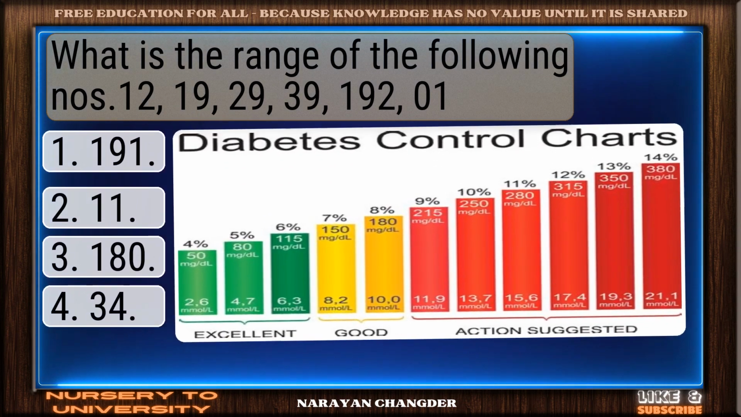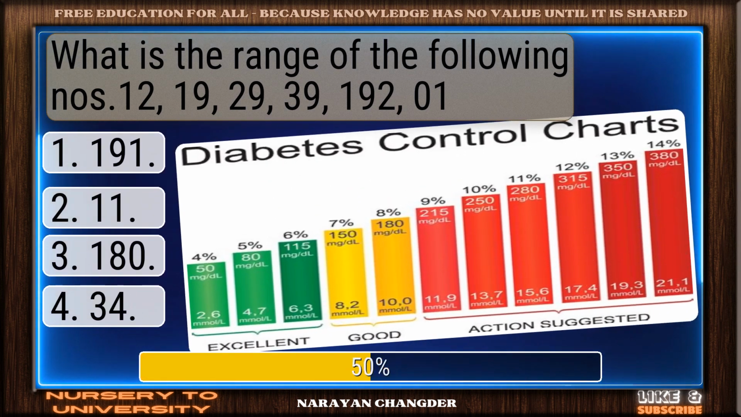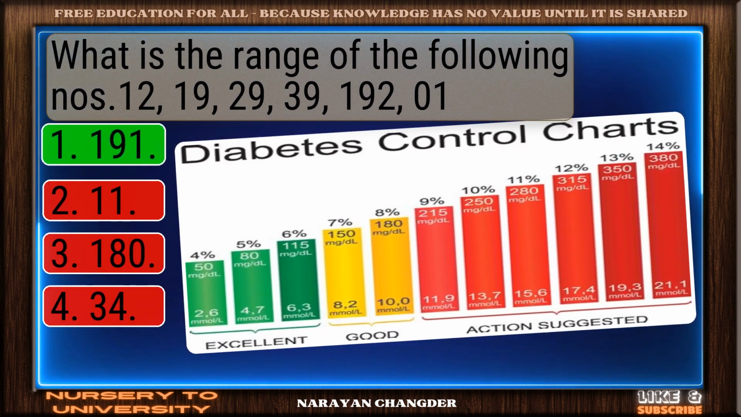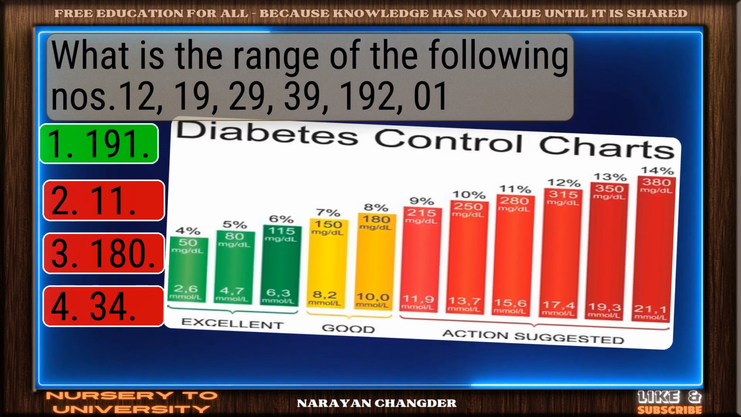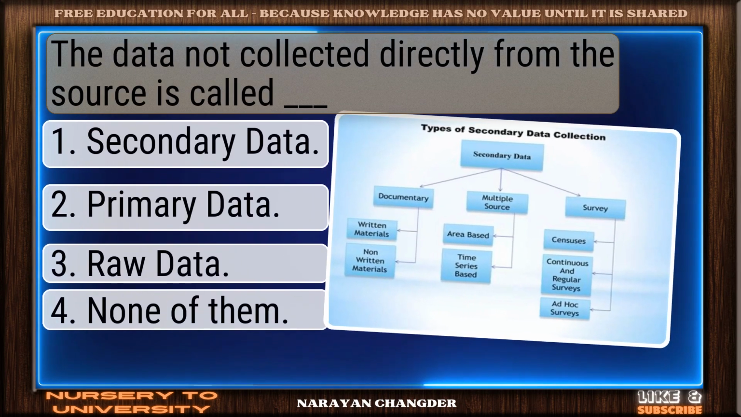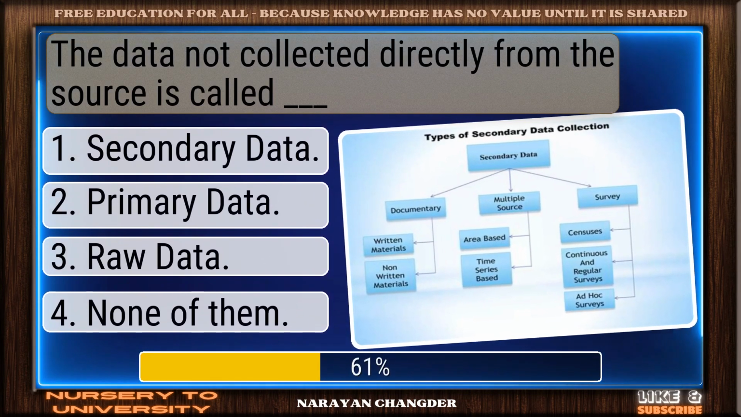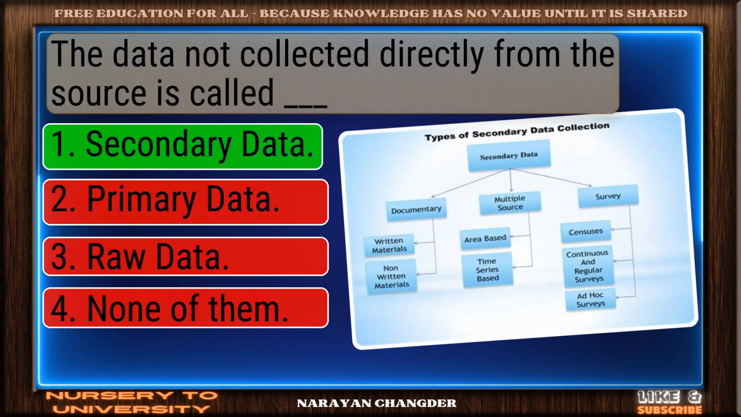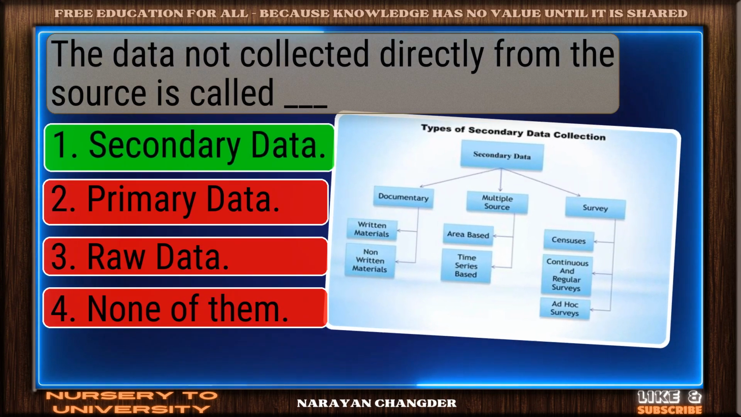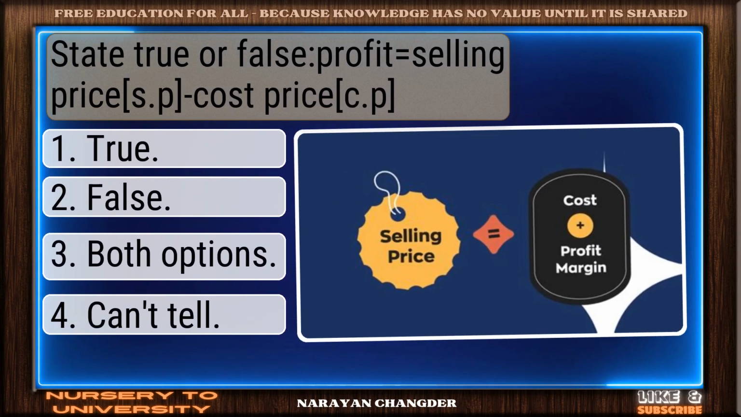Correct. 191 is the right answer. Question number 108. The data not collected directly from the source is called dash. Excellent. Secondary data is a brilliant choice. Question number 109. State true or false.